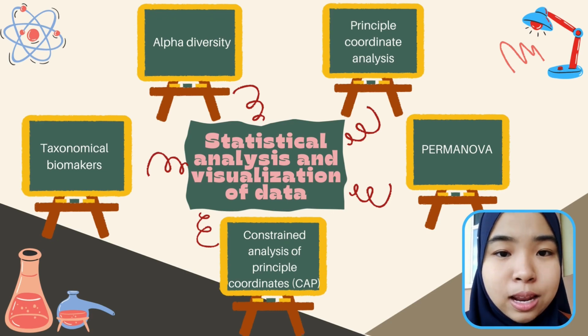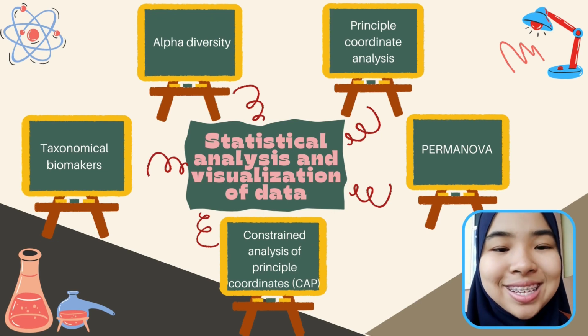Thus, another element that needs to be highlighted is constrained analysis of principal coordinates, also known as CAP. This statistical analysis allows a constrained ordination to be done on the basis of any distance or dissimilarity measure.